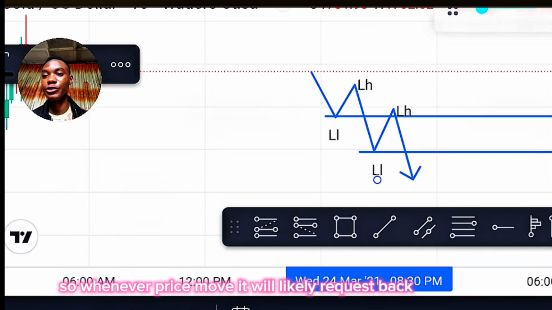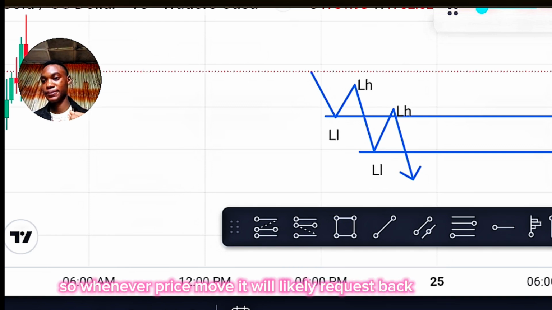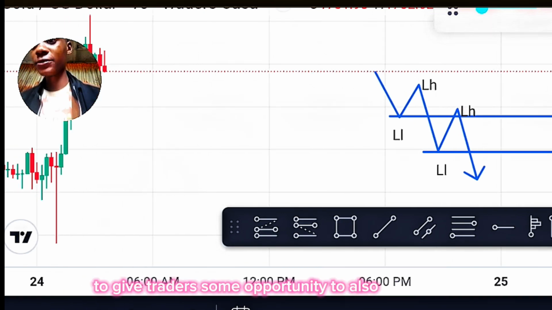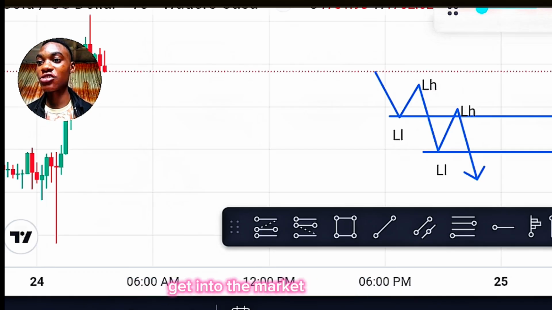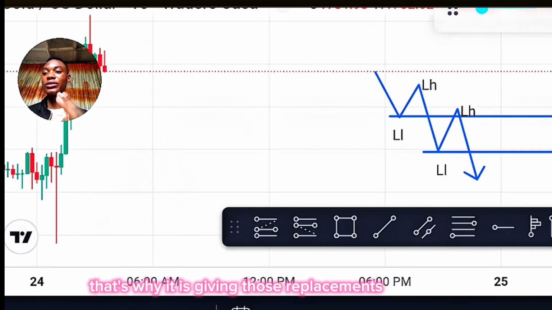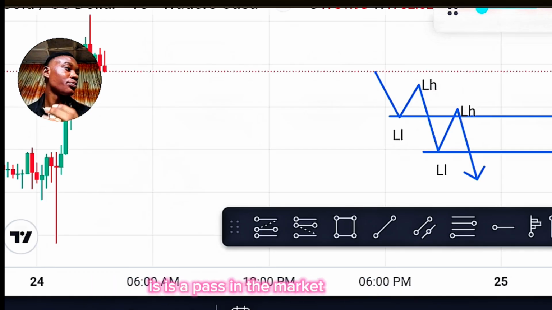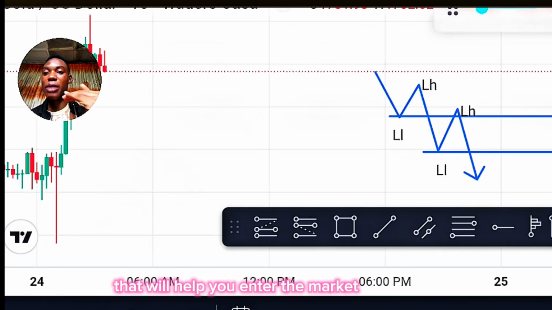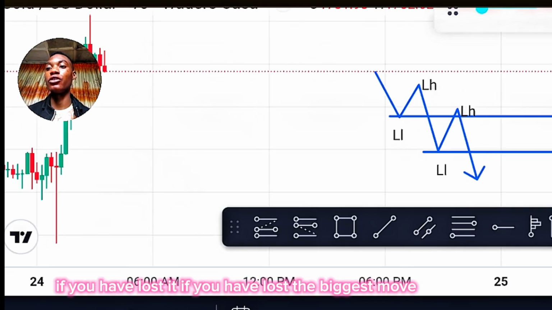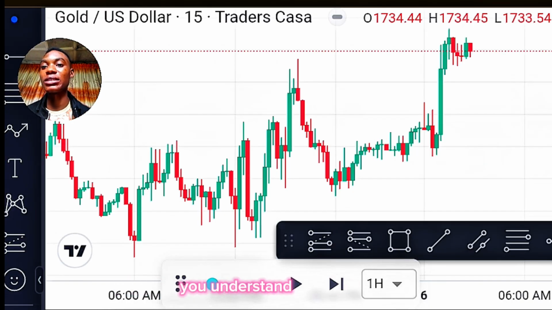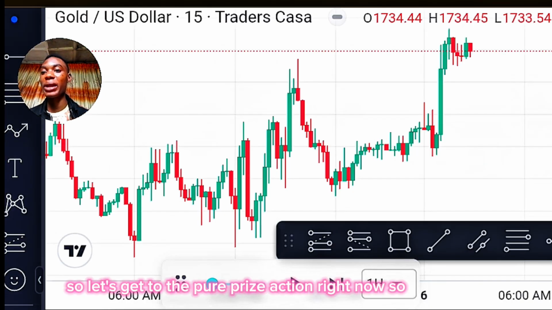Whenever price moves, it will likely retrace back to give traders some opportunity to also get into the market. That's why it is giving those retracements. It's a pause in the market that will help you enter the market if you have lost the previous move, giving you a chance to enter. You understand? So let's go to pure price action right now.